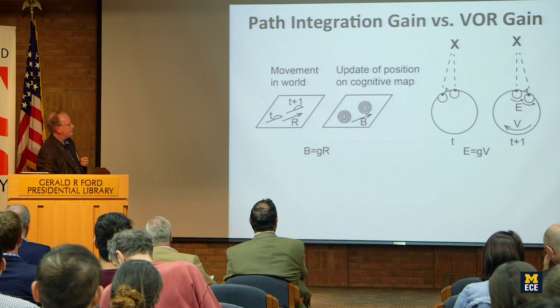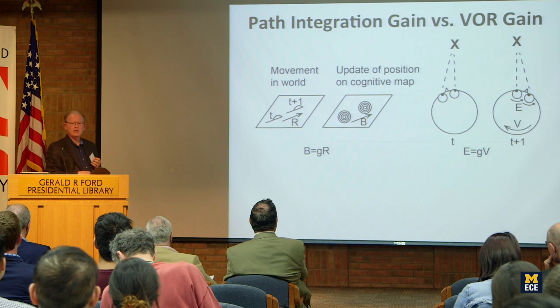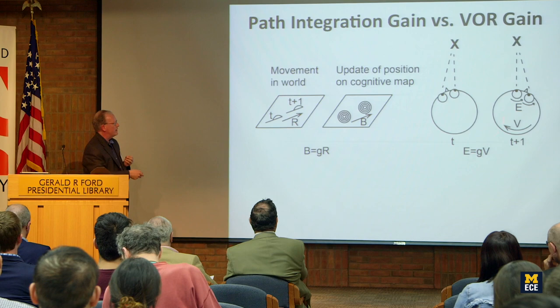So we suggest that the same gain factor in the path integration system, in this cognitive system, has to have the same kind of plasticity as it does in things like the motor system. The idea, why do you have a VOR? Well, it's not because of eyeglasses. We did not evolve to wear eyeglasses.